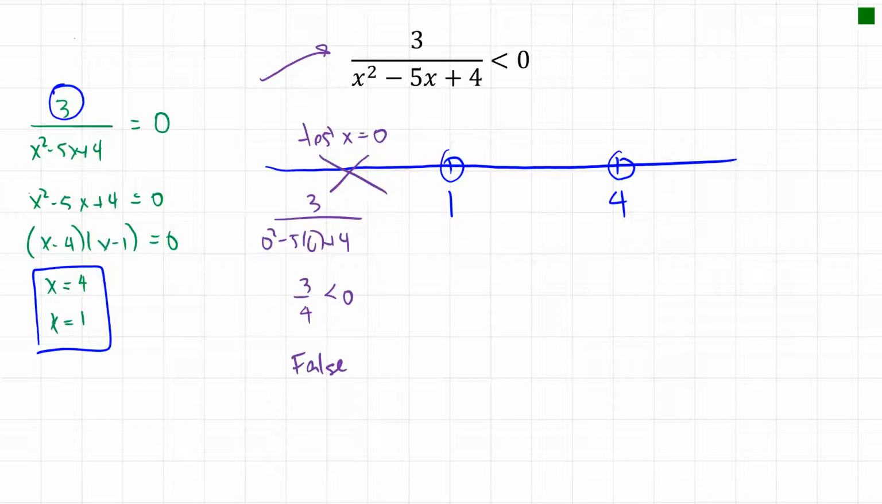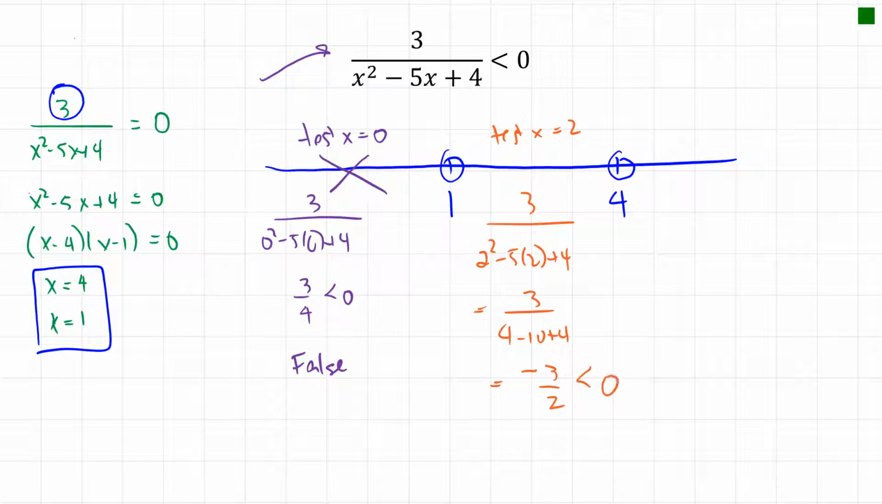Moving on to the next section, I'm going to test x equals 2. So 3 over 2 squared minus 5 times 2 plus 4, which is equal to 4 minus 10 plus 4, and that's negative 3 over 2. So that's definitely less than 0. It's a negative number, so this area works.